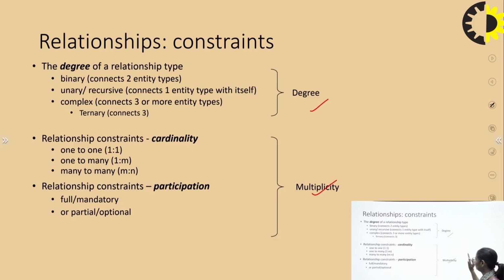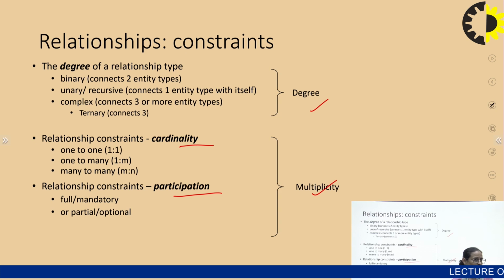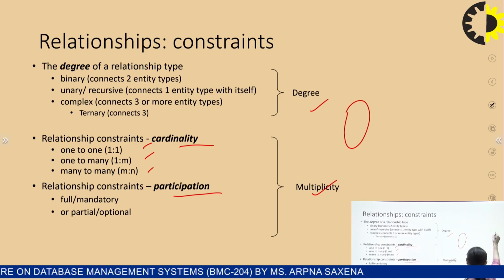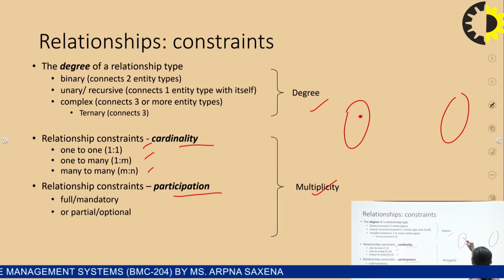Another important term is multiplicity. When we talk about multiplicity, here we have two things: one is cardinality and another one is participation. What is cardinality? Both are relationship constraints, and in this case I have three basic types of cardinality: one to one, one to many and many to many. That is, how many instances of one entity are related to the other entity. That is my cardinality.